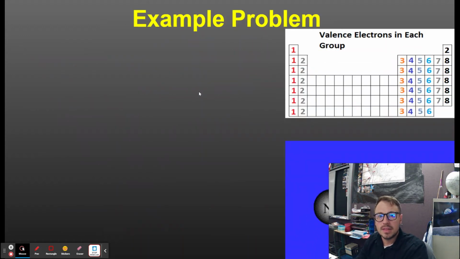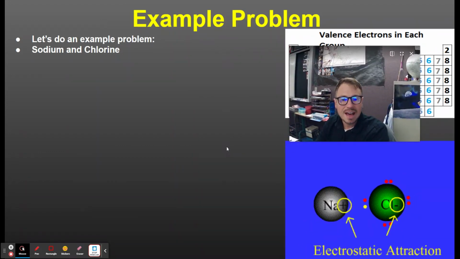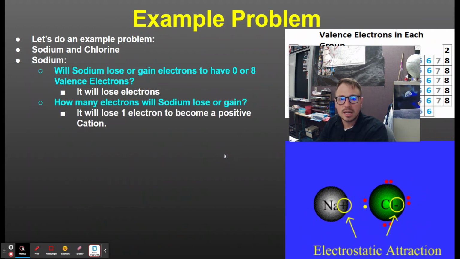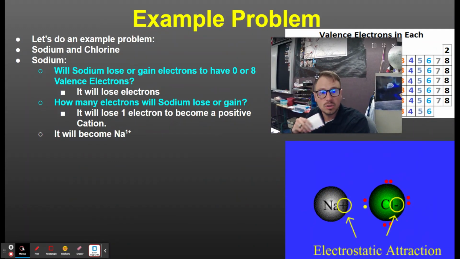So what do I mean by that? So let's do an example problem. Let's do sodium and chlorine. You can see there's a little graphic down here. Well, sodium is going to lose electrons because it has one valence electron. It's going to give up that one valence electron to become a positive cation. It's going to become sodium with one positive charge.